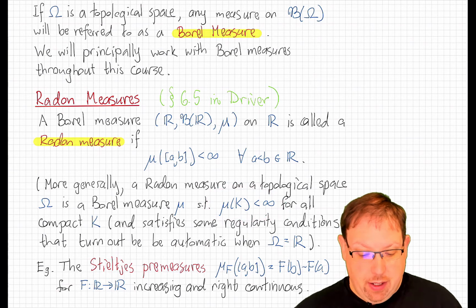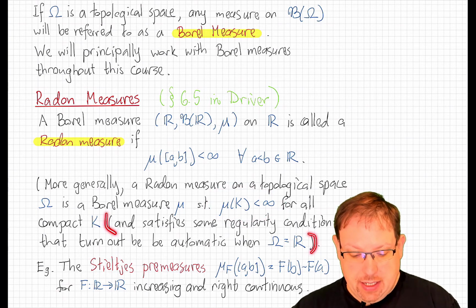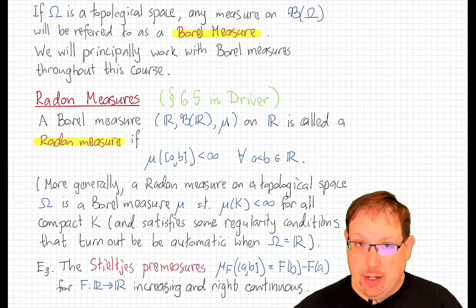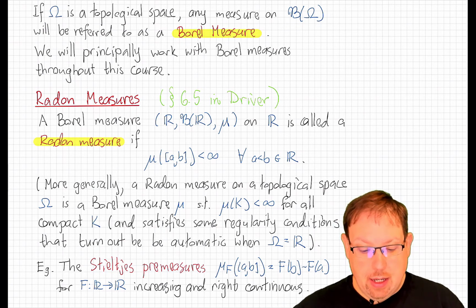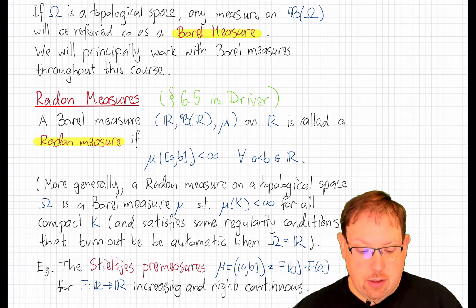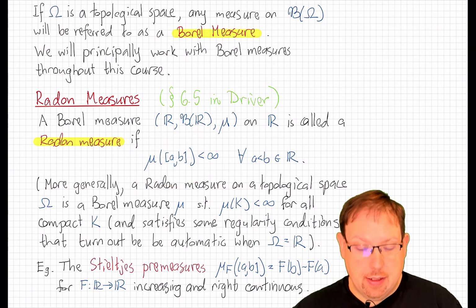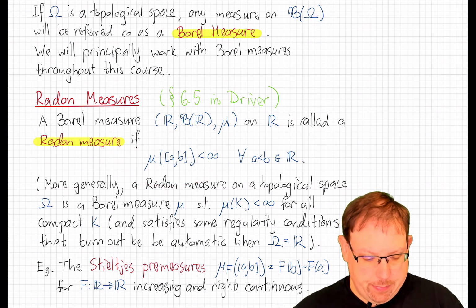They take finite values on all compact sets and additionally satisfy some regularity conditions. If you want to look it up, it means outer regularity and inner regularity. It turns out that on the real line, those regularity conditions are automatic under this constraint, and so we don't need to worry about them.